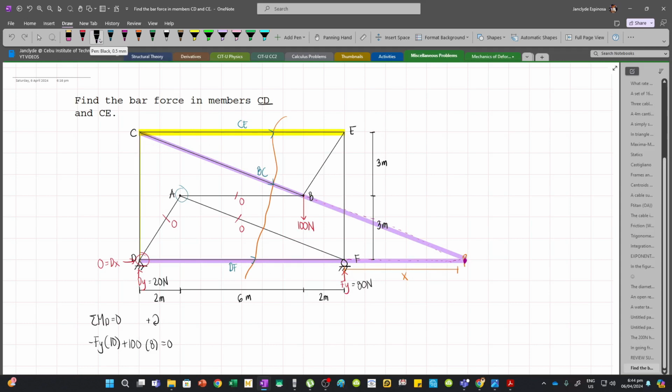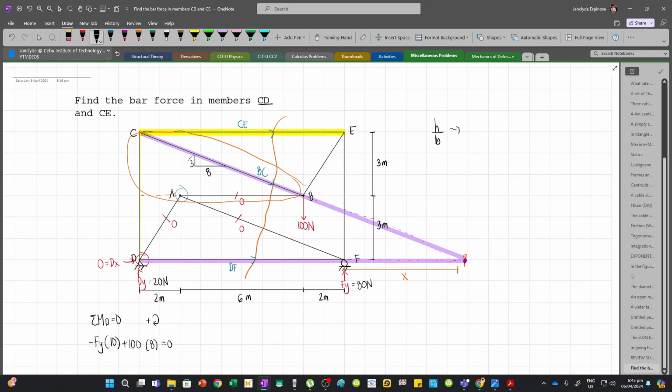The slope of this triangle is equal to the slope of this small triangle, because they are along the same line. And so let's just extend this. The dimensions of this triangle: we have a height of 3 meters, and a horizontal distance of 2 plus 6, so this is 8. Using ratio and proportion, let's relate the height with the base.